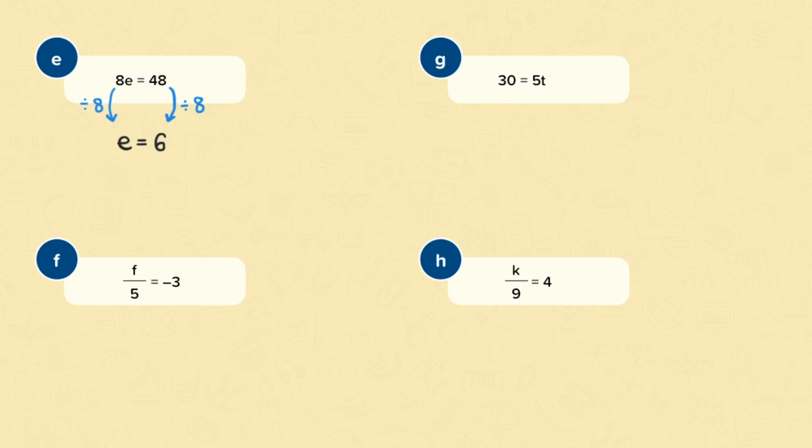Question F. F divided by 5 equals negative 3. We want to do the inverse of dividing by 5, so we multiply both sides by 5 and get F equals negative 15. Now it's your turn. Pause the video now.